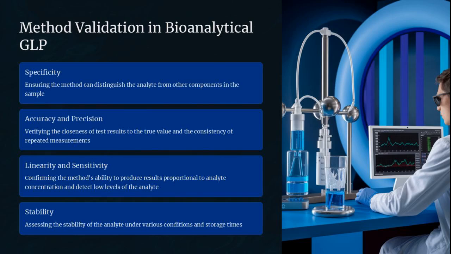Method validation in bioanalytical GLP ensures specificity, accuracy and precision, linearity and sensitivity, and stability. Specificity ensures the method can distinguish the analyte from other components in the sample. Accuracy and precision verify the closeness of test results to the true value and the consistency of repeated measurements. Linearity and sensitivity confirm the method's ability to produce results proportional to analyte concentration and detect low levels of the analyte. Stability assesses the analyte's stability under various conditions and storage times.